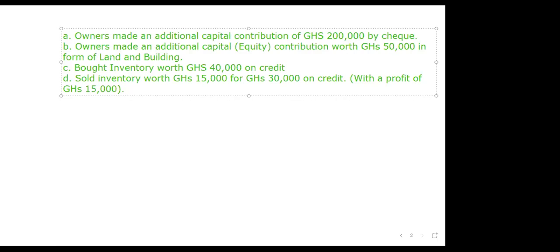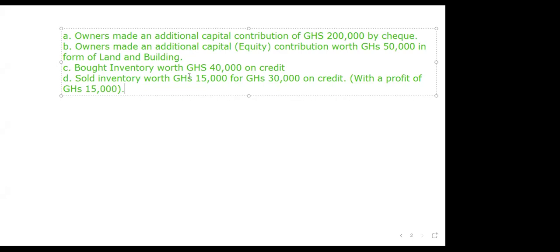Okay, so it will be understood that the 15,000 profit will go to the equity. So there's no need to write it down. I said that there may not be a need of it, but if you want to write it, then this is how we capture it, right? So sold inventory worth 15,000 for 30,000. Impliedly, there was a profit component in the 30,000. If you bought goods for 15,000 and you've been able to sell it for 30,000, it means you've made profit. So the profit component is the 15,000.